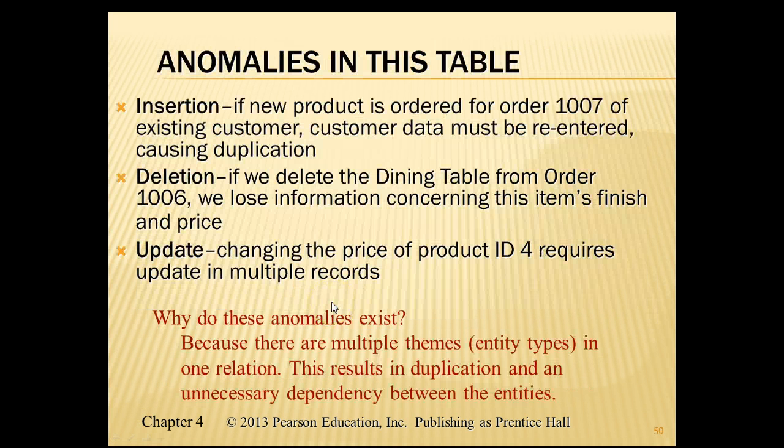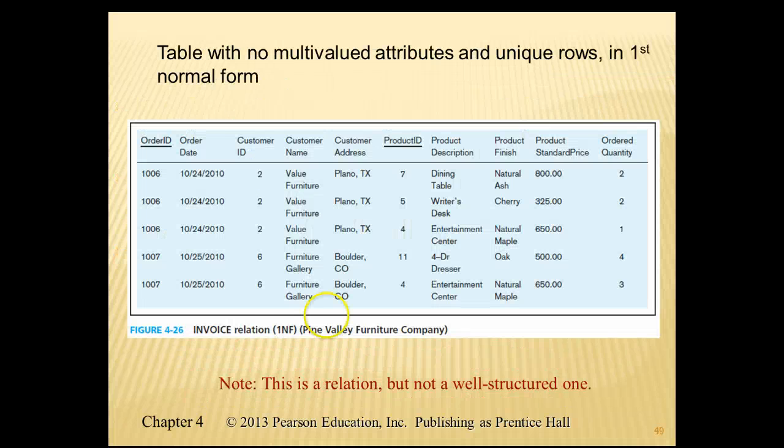Now, these are just some of the anomalies that can be experienced with that table in 4-26. If a new product is ordered for order 1007, existing customer data must be re-entered, causing duplication. And we certainly want to reduce as much duplication as possible. If we delete the dining table from order 1006, we lose information concerning its item's finish and price. So let's take a look at that. Delete table from order 1006.